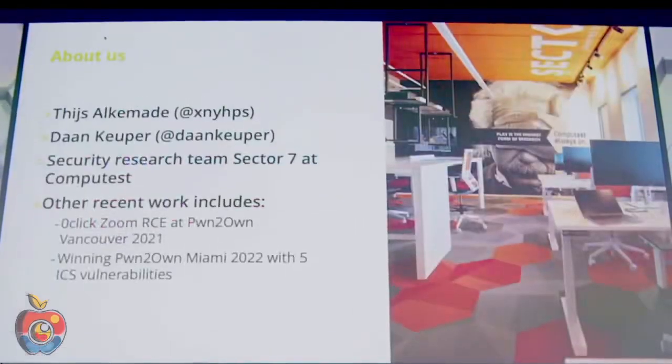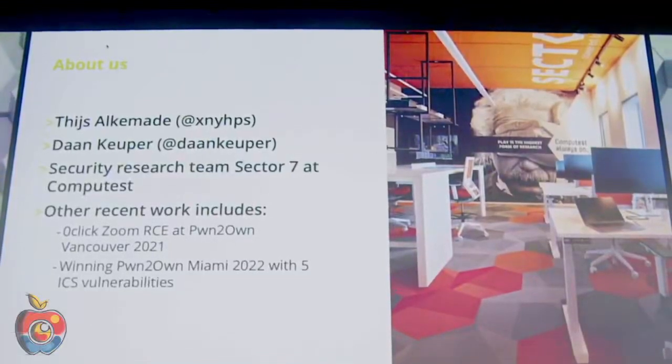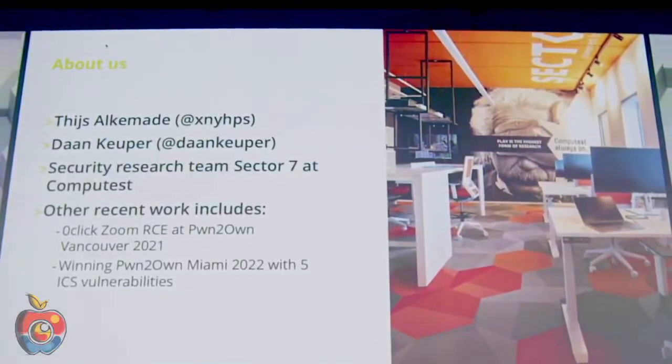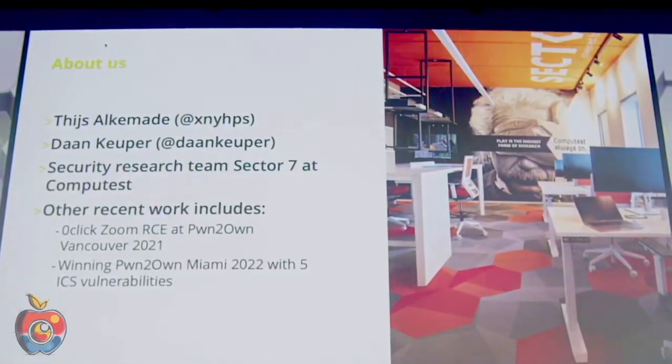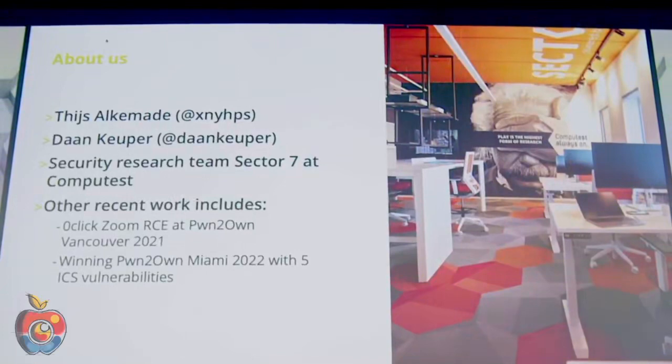I'm Thijs. I'm here together with my colleague Daan. We are the security research team at Computest. We are the research department that we call ourselves Sector 7. Computest is a security company in the Netherlands doing stuff like pen testing, incident response, SOC. But we don't work for customers, we just do research to help make the world better and to talk about it and to publish about it at places like this.